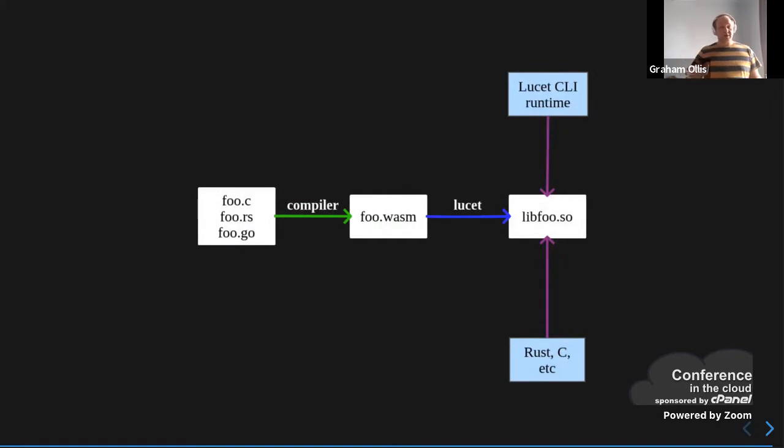So this is the same diagram I've been showing a lot today, except now someone has to, and it doesn't have to be you, compile a program into WebAssembly. And then once you get it, you can convert it into a dynamic library using Lucet. The resulting dynamic library can be run using the Lucet runtime or from another programming language. There aren't any Perl bindings for any of this at the moment, but this tech might have useful applications in the future.